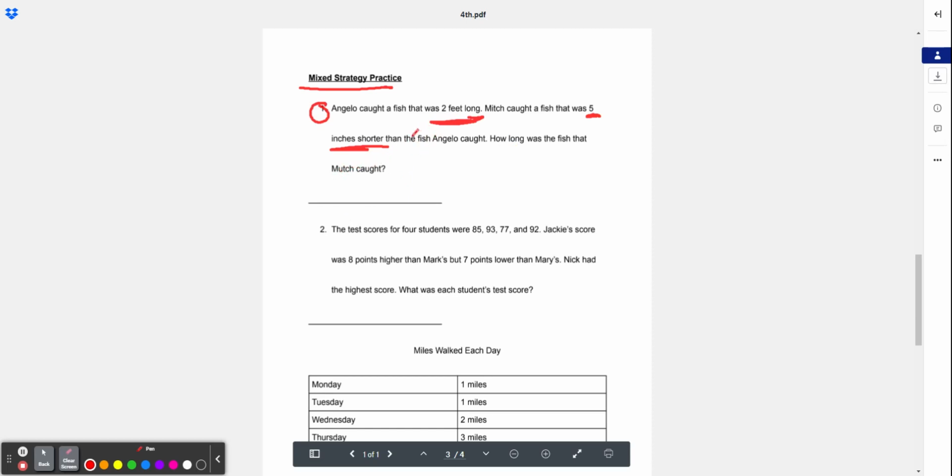So in order to find this, we're going to have to subtract 5 inches from 2 feet since it is shorter. And before we do that, we're going to convert 2 feet into inches. So we know that 1 foot is equal to 12 inches. To get 2 feet, we have to multiply 1 foot by 2. So in order to convert 2 feet into inches, we're going to have to multiply 12 by 2 as well. And 12 times 2 is 24. So 2 feet is equal to 24 inches.